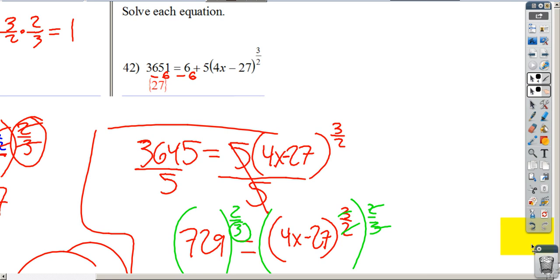So x equals 27. So that is the Chapter 6 practice test. Hopefully some of it was useful to you. And that's the end of that chapter.